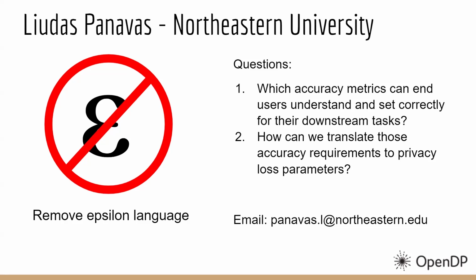And then depending on what accuracy metric or what level they need to set it at, can we choose the privacy loss parameters privately and return the data? That way they never have to set an epsilon or really interact with it.